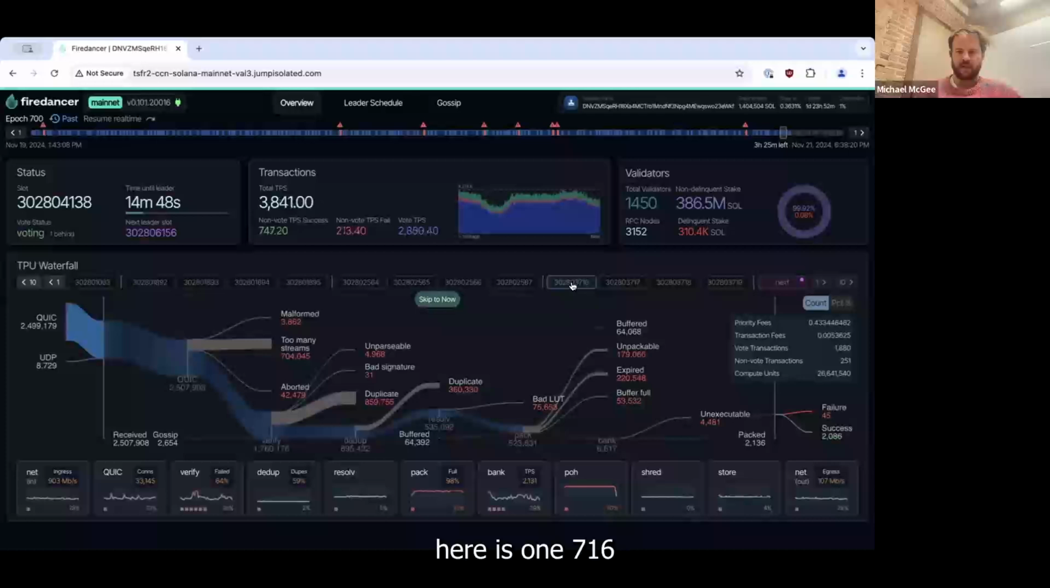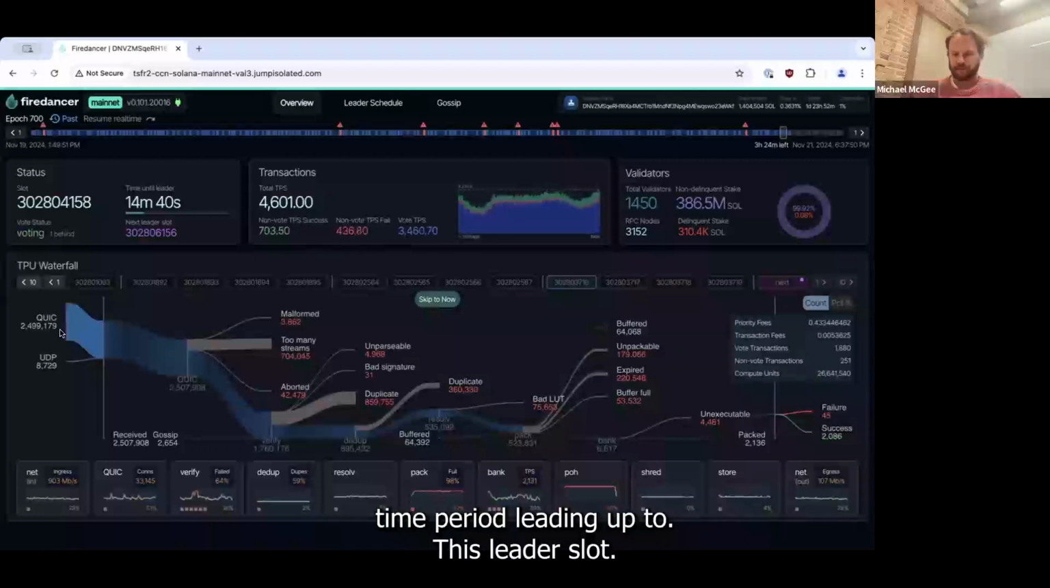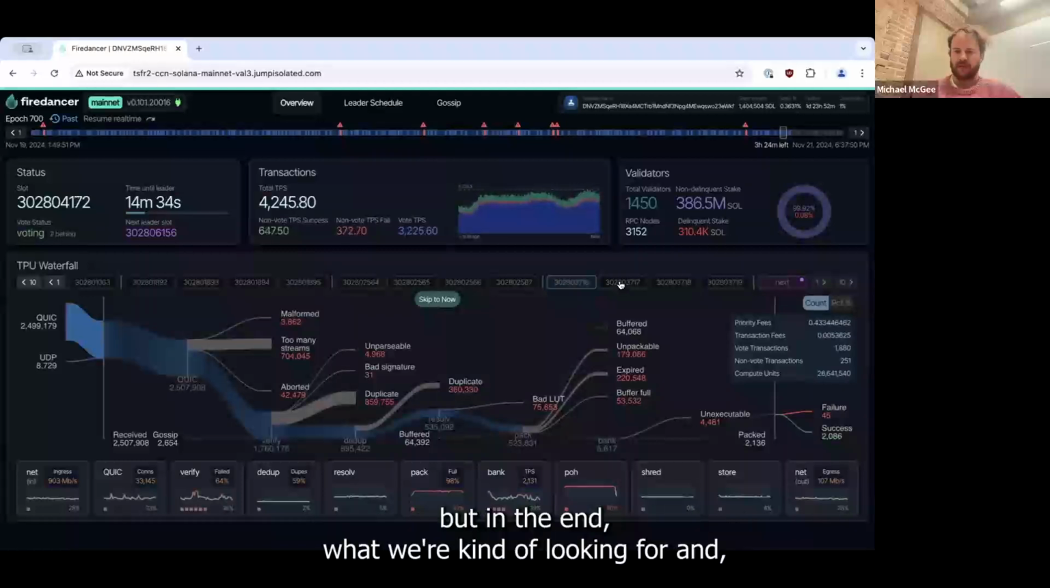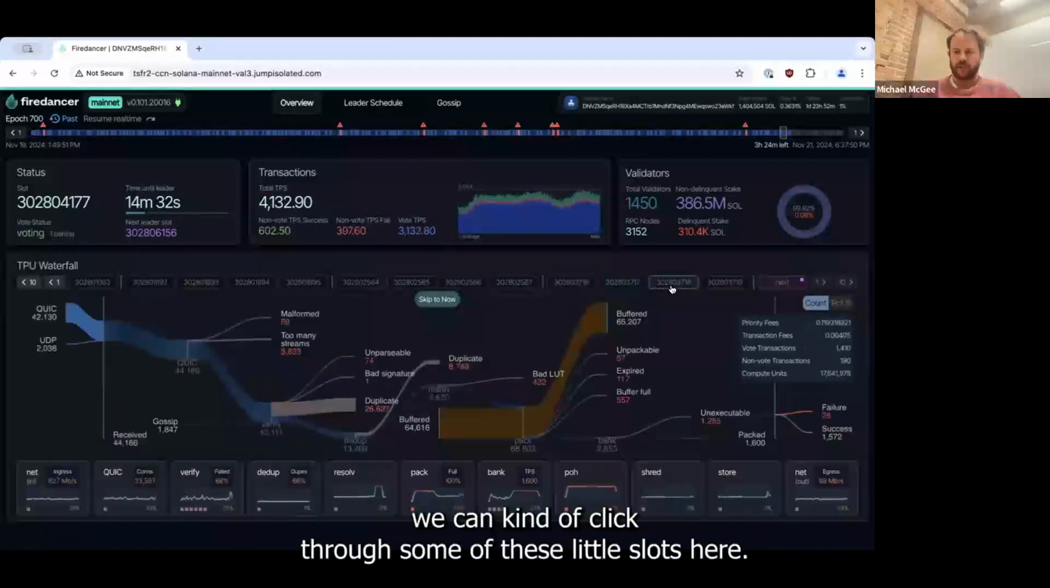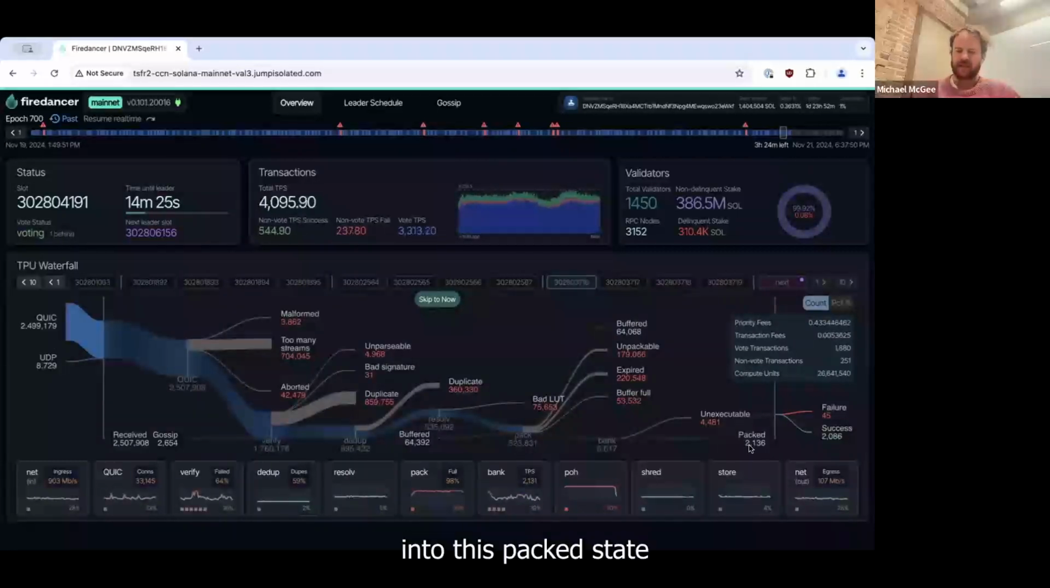Here is one ending in 716. And so this is the transaction waterfall for the time period leading up to this leader slot. So you can see there's a lot of failures, a lot of things going wrong. But in the end, what we're looking for, and we can click through some of these leader slots here, is transactions to actually make it into this packed state. So they made it into a block.